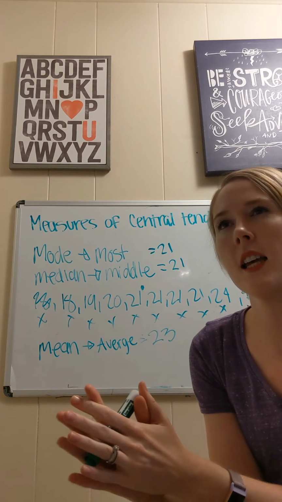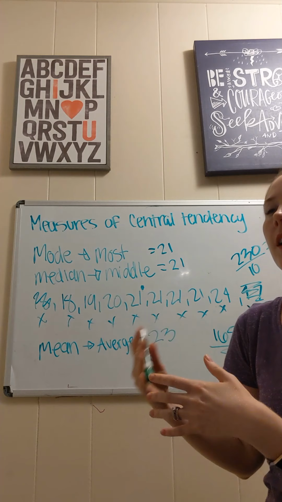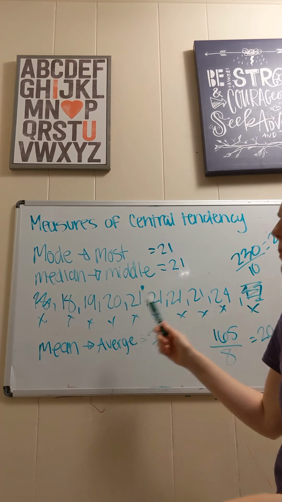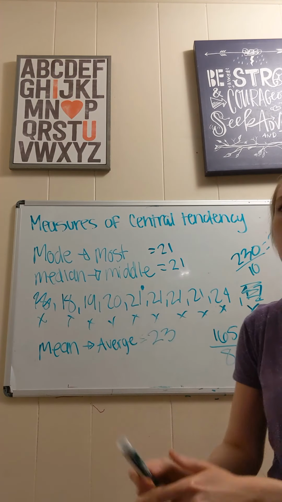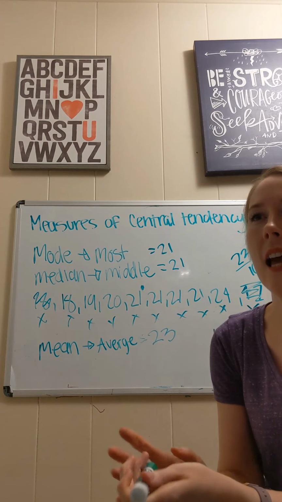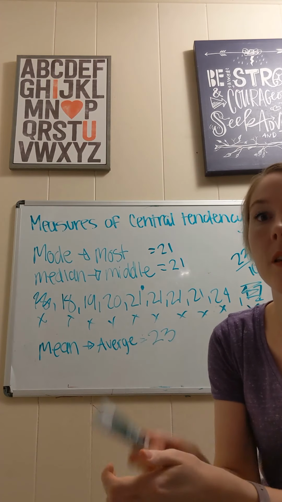And as your data set gets bigger and bigger, meaning you have more and more people, more data points, more attributes, the outliers don't affect as much, but it's still something to be aware of.